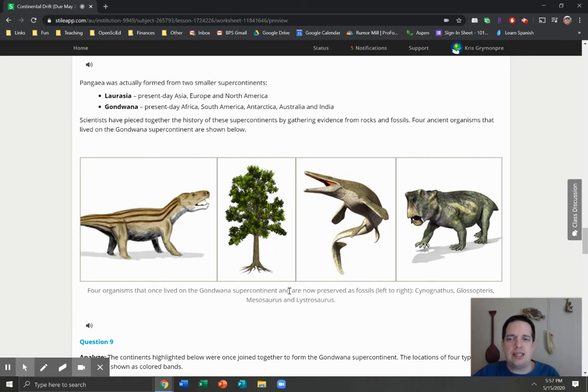And the 4 kinds of fossils that we look at, as you see, we've got something that looks almost like a lizard or a mammal here. This is Synognathus. These are hard to pronounce. He's definitely not a swimmer. This is Glossopteris. This is a tree, obviously. This is Mesosaurus. He's a swimmer, but I think they're more like alligators than they are like whales. So alligators can't swim across oceans. And this is Lystrosaurus here. So none of these guys could swim across an ocean.